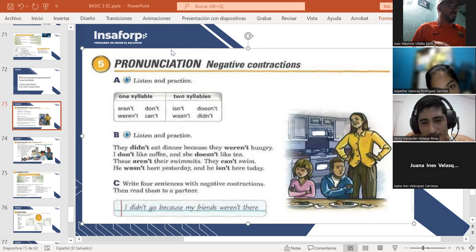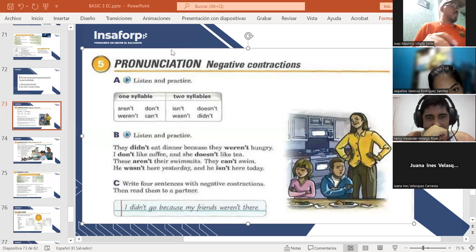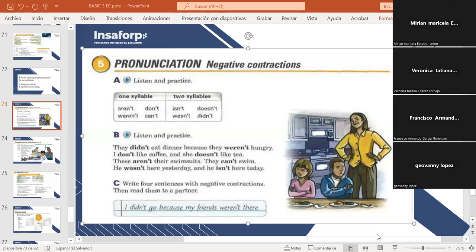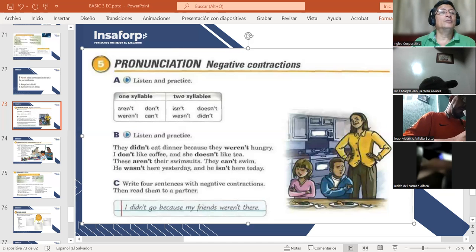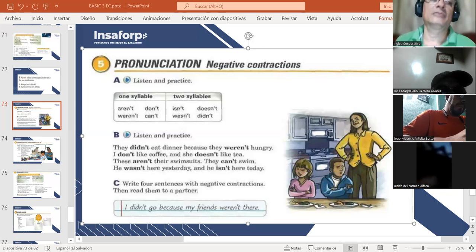She didn't send me a message because she thought that I was angry with her. Okay, you only have one contraction here, Jacqueline, but I like your statement. Two more minutes, my friends. Two more minutes. I didn't eat bread yesterday because there wasn't any. Oh, your family ate it. All your family.